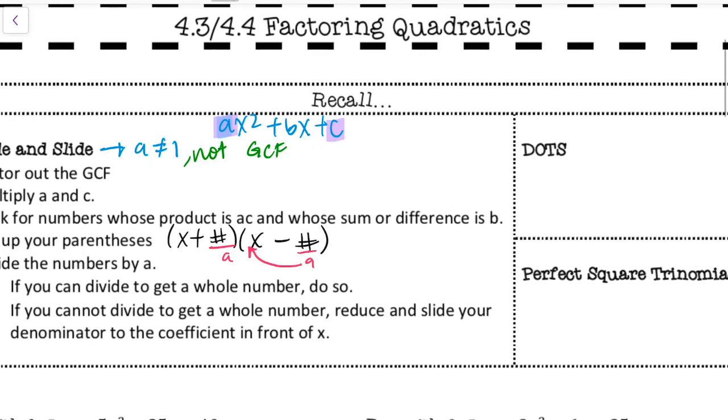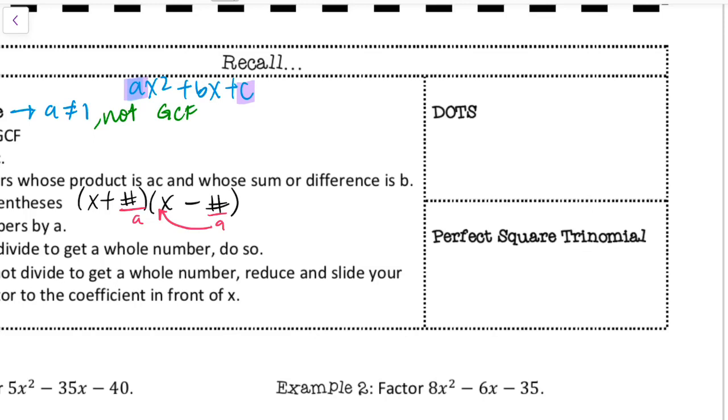Now, a couple other things to keep in mind. We have some patterns. Our DOTS pattern, DOTS stands for difference of two squares. Difference means subtraction, so you need to have two things that are both perfect squares and they're being subtracted from one another. What we do is we set up our two parentheses. They become one plus, one minus. Whatever term is the square root of your first term is going to go first, and whatever term is the square root of the second term is going to be written second.